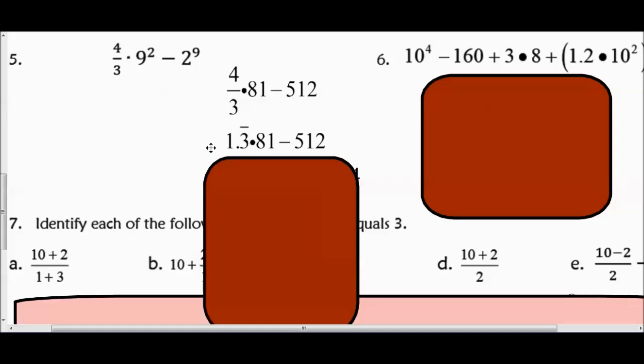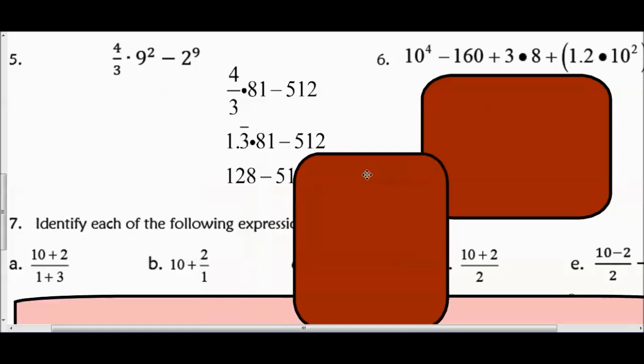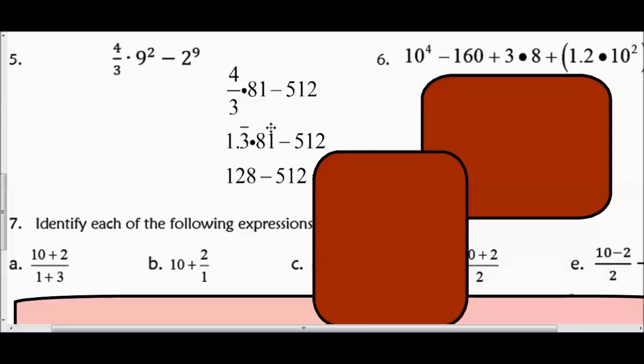This is really important here. Let's keep that in our calculator. 4 divided by 3 gives us this decimal. Before changing anything in your calculator, just do that number times 81. It'll give you exactly 128.